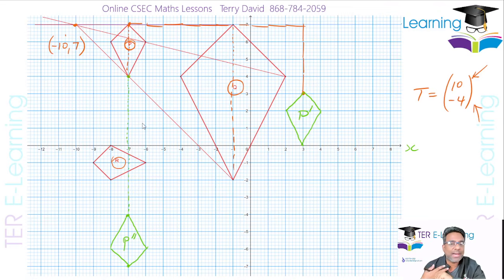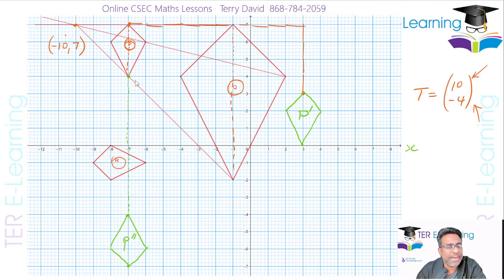If you do an enlargement, yes, you could get a change in orientation, depending on the scale factor, like if it's negative. But in this case here, that is not what it is. So it's not a translation, it's not an enlargement, because it's the same size. So the only two we're left with now are rotation and, what am I missing again? A reflection. Now that is not a reflection because there's no mirror line, so it can't be a reflection. So the only thing we're left with is a rotation.